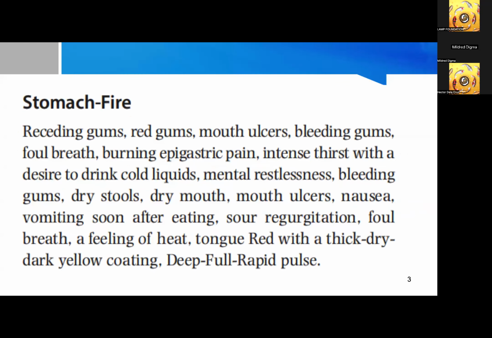For receding gums, another differential would be stomach fire. So the gums are red, there may be mouth ulcers, bleeding gums, foul breath, burning epigastric pain, intense thirst with a desire to drink cold liquids. There will be mental restlessness, dry stools, dry mouth, mouth ulcers, nausea, vomiting soon after eating, sour regurgitation, foul breath, a feeling of heat. The tongue is red with a thick, dry, dark yellow coating, and the pulse is deep, full, and rapid.